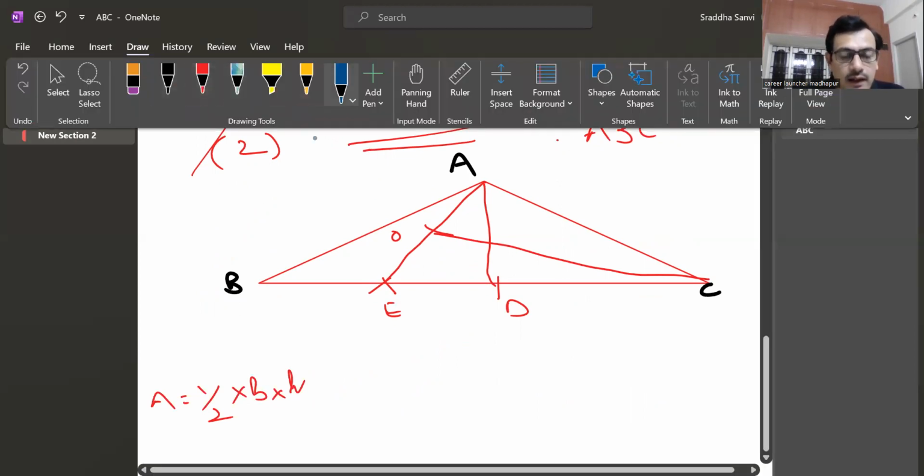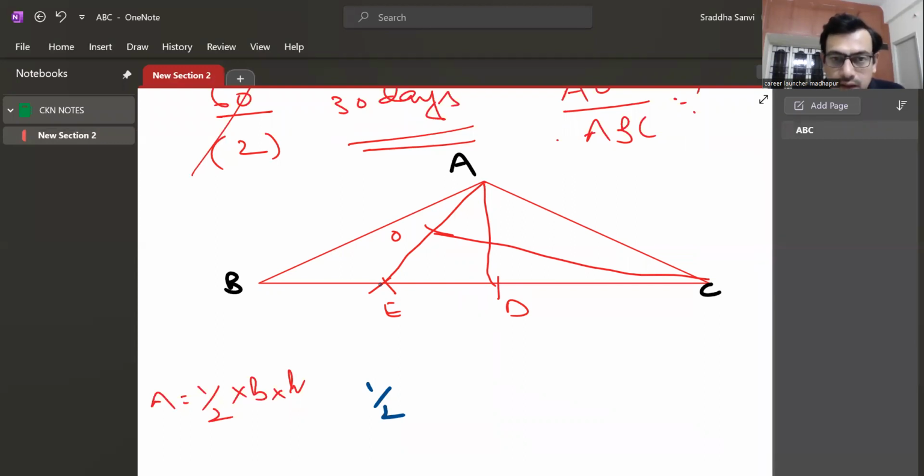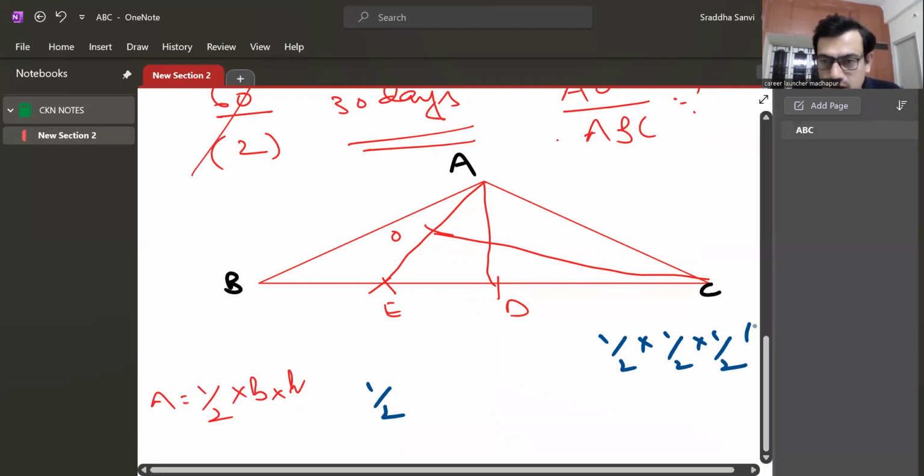Simultaneously, you also know that if the base becomes half, the area will also become half. So I am taking a line for the base, this is half. I am taking another line, this is half. I am taking another line, this also becomes half. So my area has to become half, half, half, 3 times. The lowest number divisible by 2 into 2 into 2 is 8. I will take the whole triangle area as 8 units.